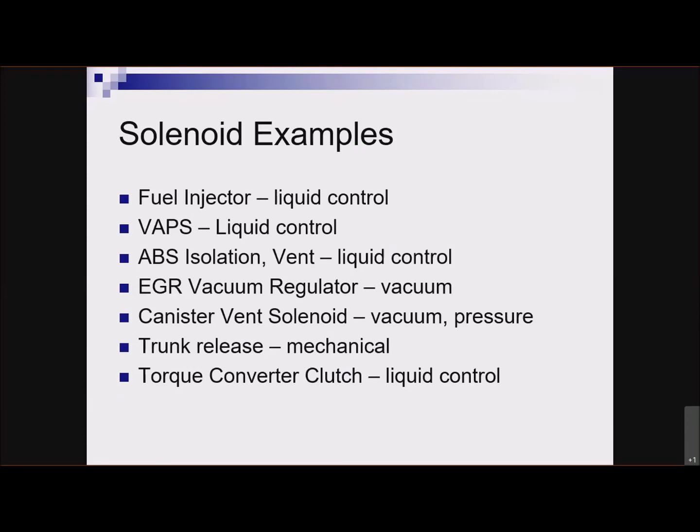Trunk release is an example of a mechanical solenoid. And I'm not talking about the tailgate that goes up automatically. I'm talking about just the old-fashioned push a button, pop the trunk thing. And then a torque converter clutch is an example of liquid control, torque converter clutch solenoid. Let me see if I can go into a little more detail on this ABS one.